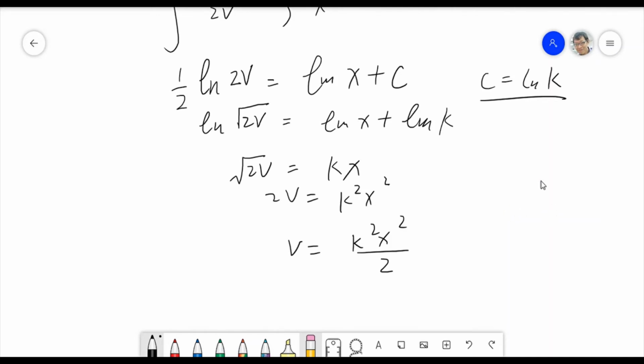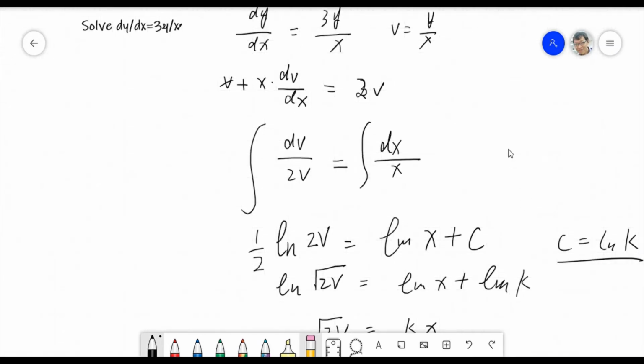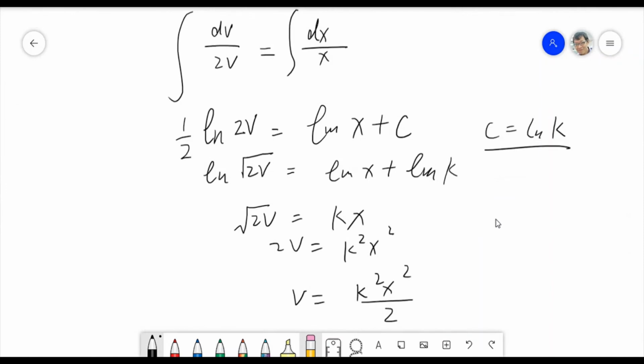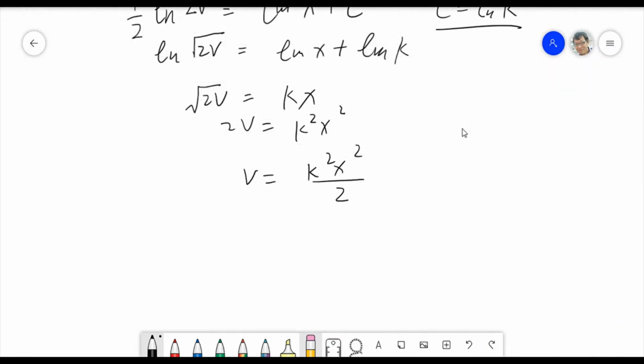And v equals what? I remember it's y over x, right? So v equals y over x equals k squared x squared over 2. So y equals k squared x to the third power divided by 2.